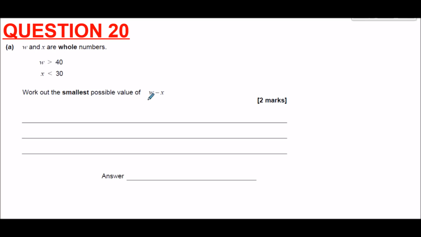And the smallest value of W minus X will be when W is its smallest, and we're taking away the biggest possible number from it. So that is when X is the biggest.